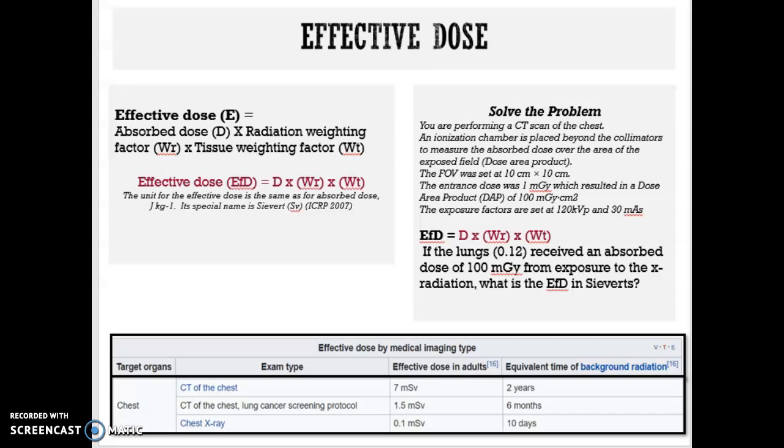It is only for occupational and non-occupational, the public, and does not once again include medical exposures like the example that I just provided. On that note, I want you to try and solve the problem in the slide here to the right. You're going to calculate the effective dose on a patient that has undergone a CT scan of the chest. And the formula is there for you to calculate this effective radiation dose, and that is the absorbed dose multiplied by the radiation weighting factor and multiplied by the tissue weighting factor to come to your answer.